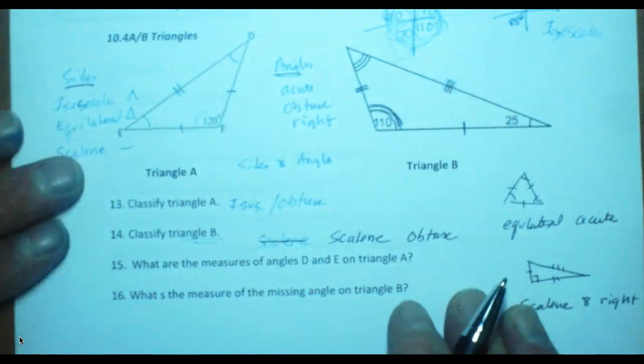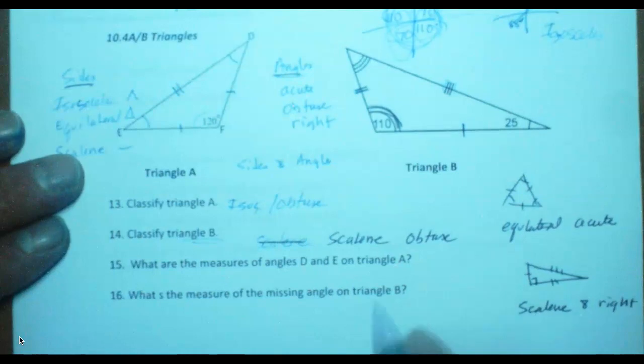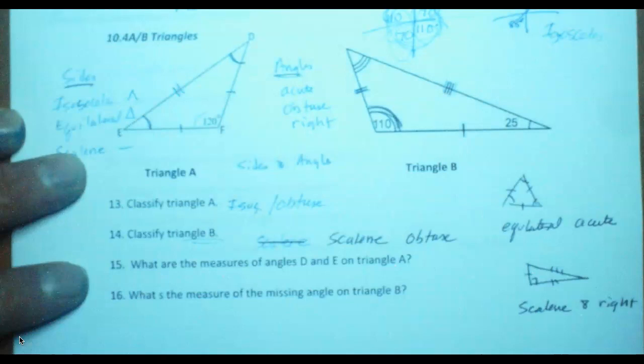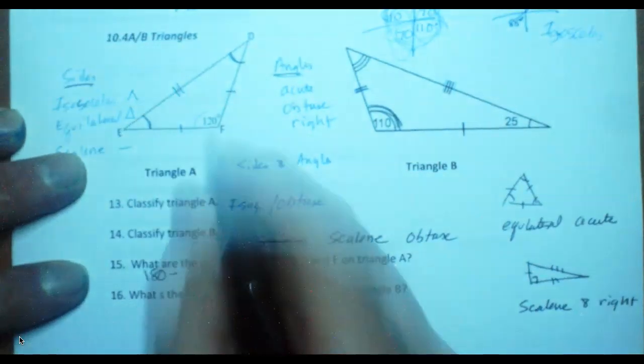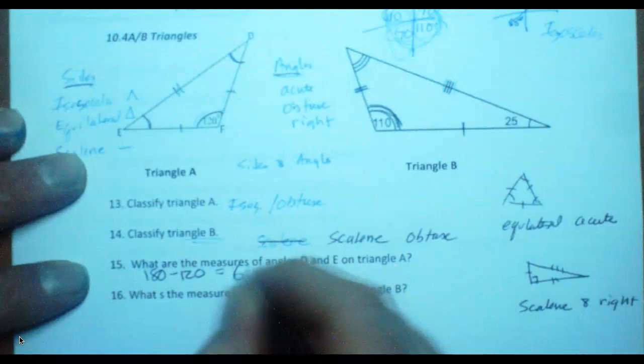Now the second target is finding the measures of angle D and E on this first one. So here's angle E and here's angle D. Well, we know that there's 180 degrees in a triangle, and we could subtract the angle that we do know, which is 120 degrees. And that gives us 60 degrees.